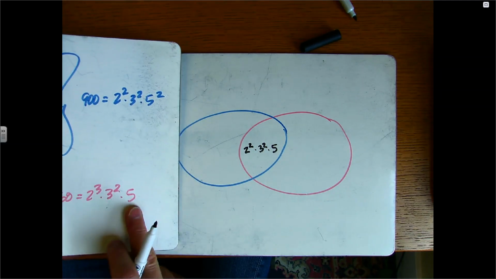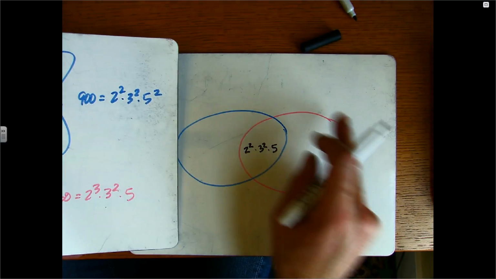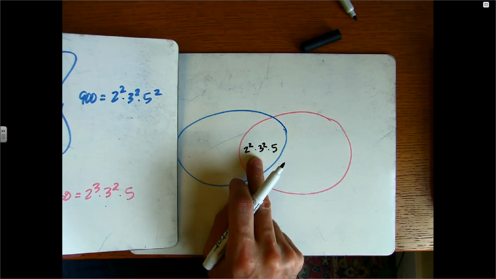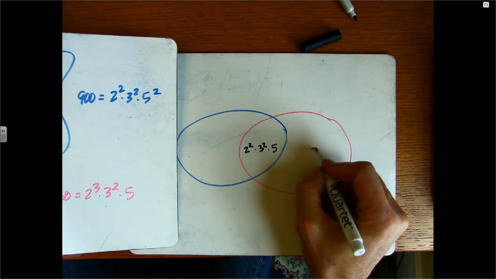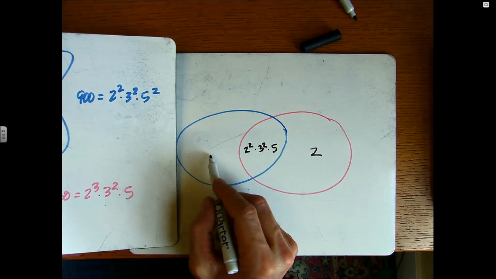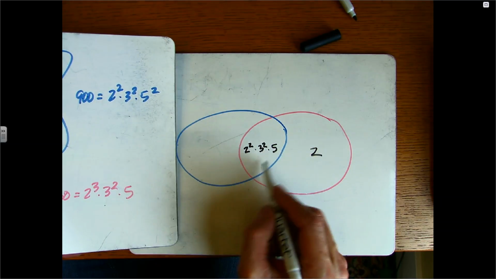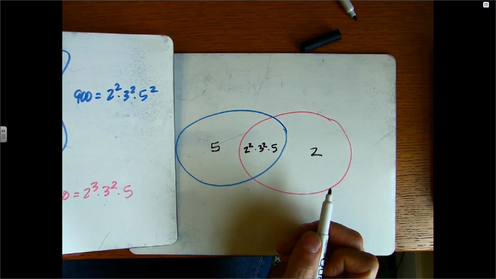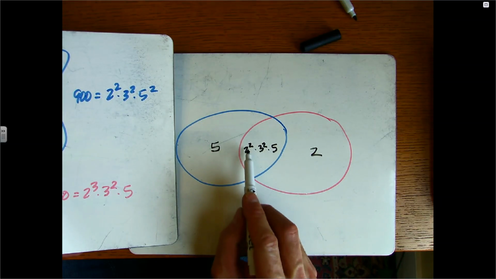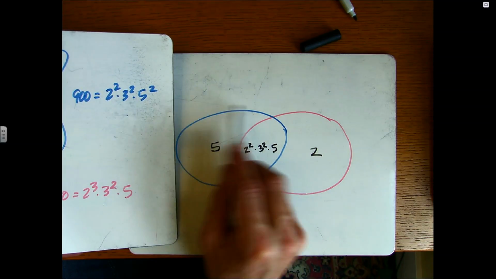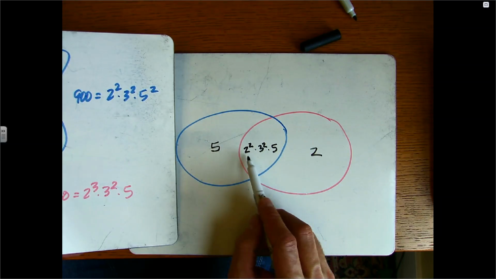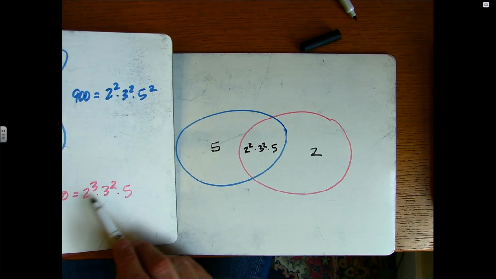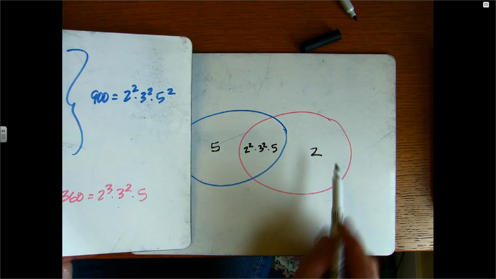And so that's the part that's in both numbers, 2 squared, 3 squared, and a 5. So the part that's in the red number that's not in the shared part would be a single power of 2. And the part that's in the blue that's not in the overlap would be a single power of 5. So just make sure this makes sense. 2 2s, 2 3s, 2 5s in the blue, yep. And in the red we got 2 2s plus 1 more, so 3 2s, 2 3s, and a 5. Okay, so there it is.